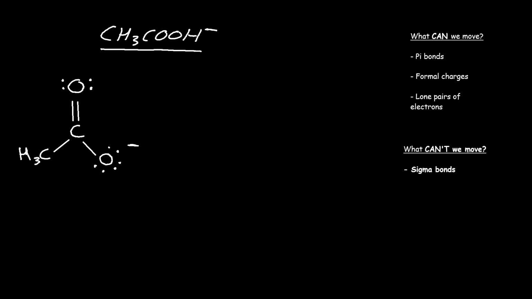So let's take a look at acetate. In acetate, we can draw multiple Lewis structures by moving pi bonds, formal charges, and lone pairs of electrons. These are all things we're allowed to move. However, it's important to remember that we should never alter the sigma bonds, which are your single bonds. Double bonds will be the pi bonds. This is because if we move the sigma bonds, it completely shifts the framework of the molecule altogether, which completely changes the properties of said molecule.